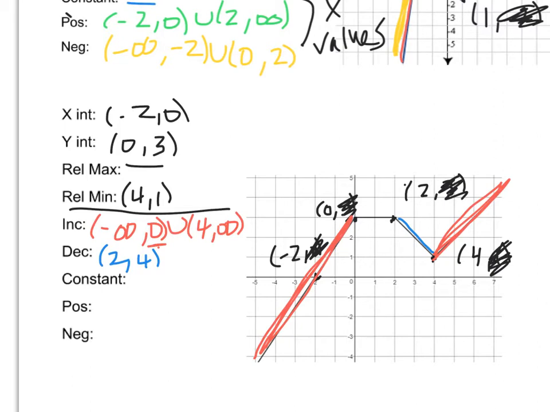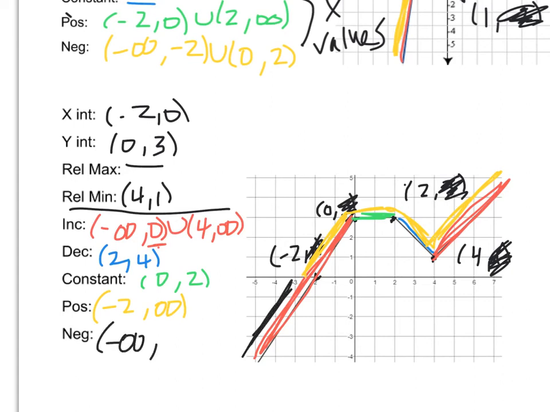This one does have a constant part. So there's my constant. It's from 0 to 2. Positive is everything above my x-axis. It doesn't matter that this one has a whole bunch of chunks that are above the x-axis. We can write it all together. -2 to positive infinity. And negative is everything else. I ran out of colors. -infinity to -2.